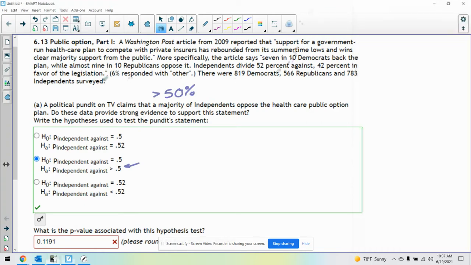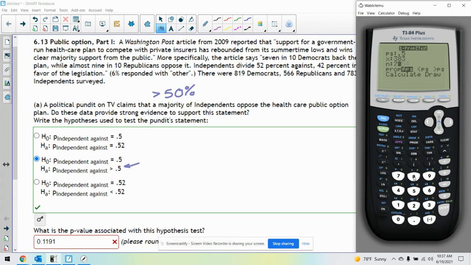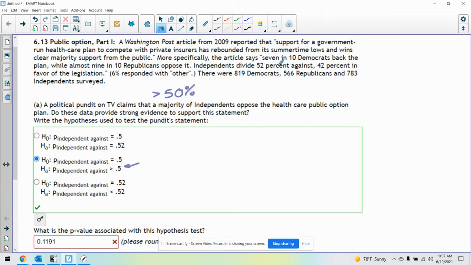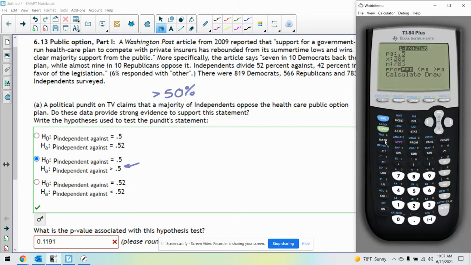It wants a number out of the total number of people we're talking about. We're talking about independents. There were 783 independents surveyed, so that's going to be N, 783. And then it says independents divide 52% against, 42% in favor. We're trying to figure out what percent oppose. So what percent of our sample oppose? That's 52%. So I need to know what that number is. 52% of 783 is 407 people.